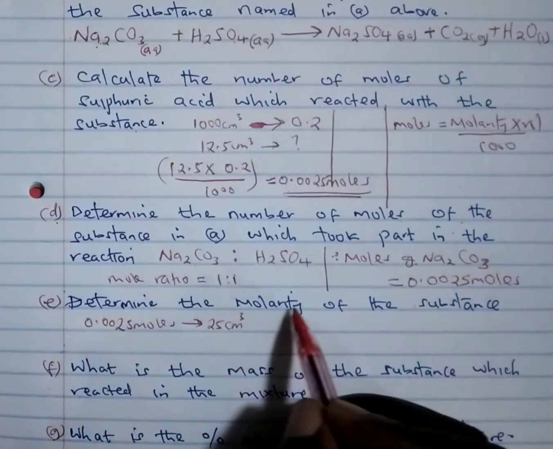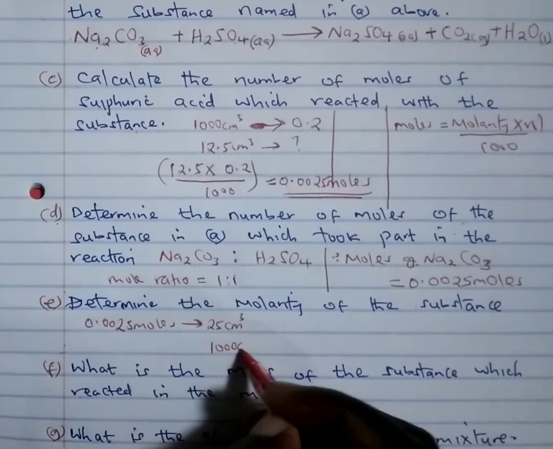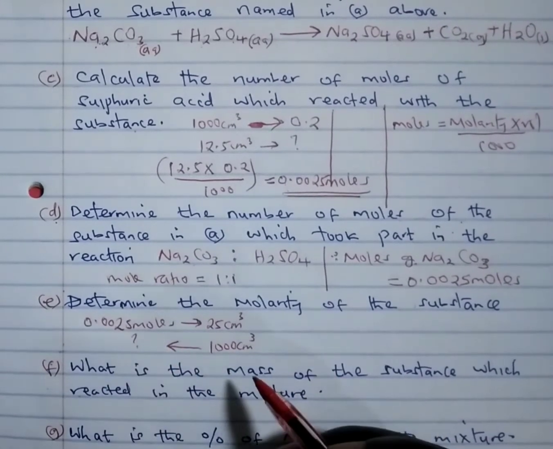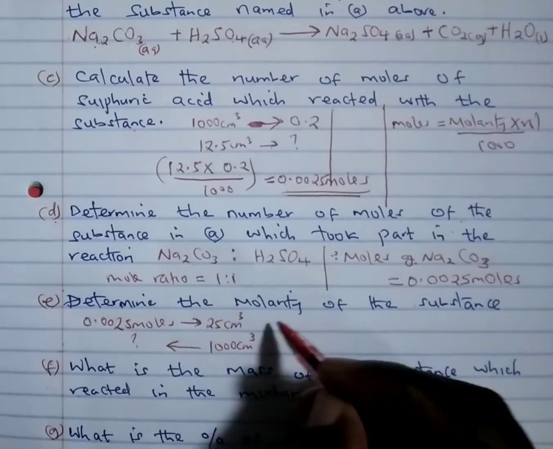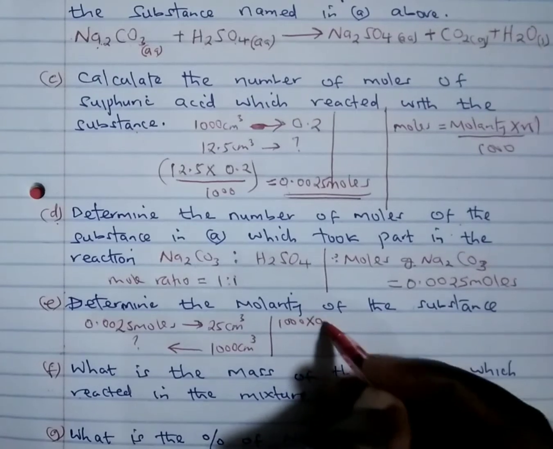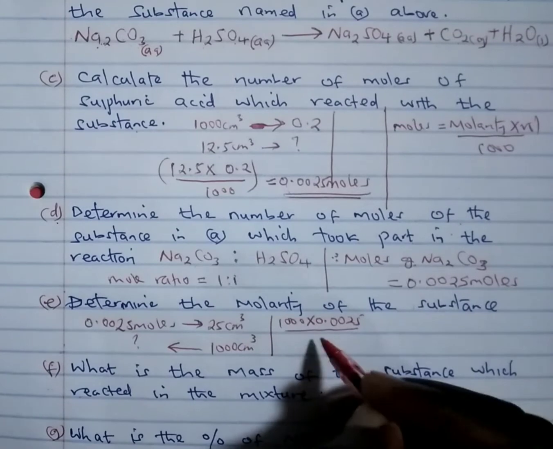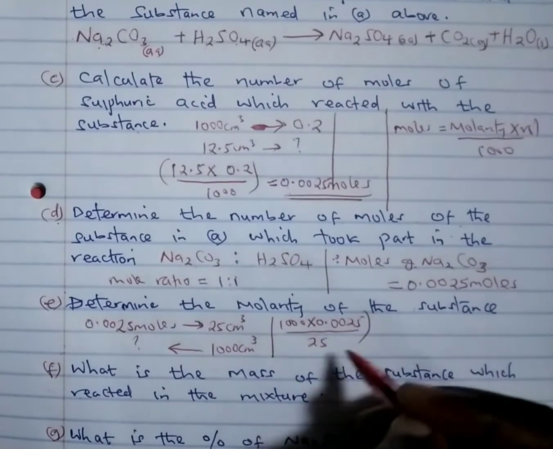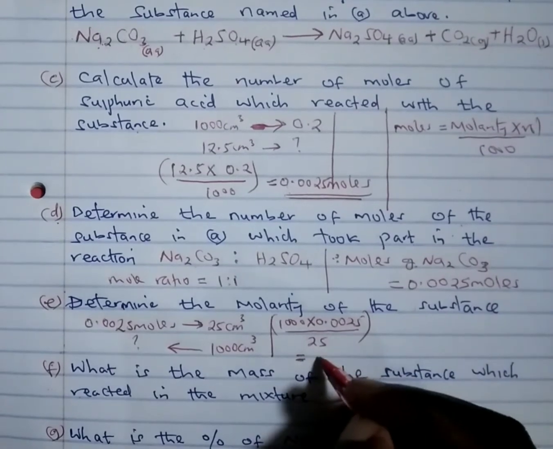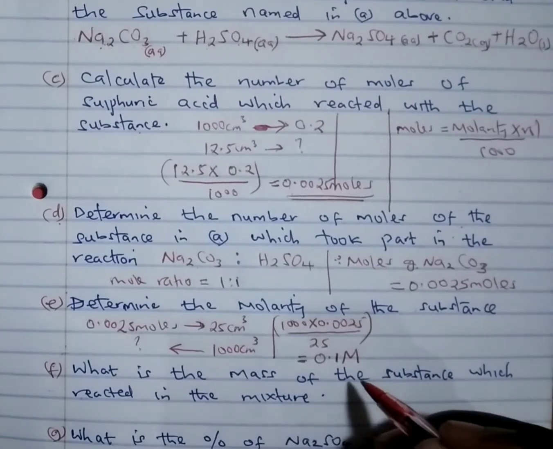Molarity means the number of moles in 1000 centimeter cubic. So in 1000 centimeter cubic, how many moles are we going to have? So we can cross multiply by taking 1000, we multiply by 0.0025, then we divide everything by 25, and this one is going to give us 0.1 capital M, since we are looking for molarity.